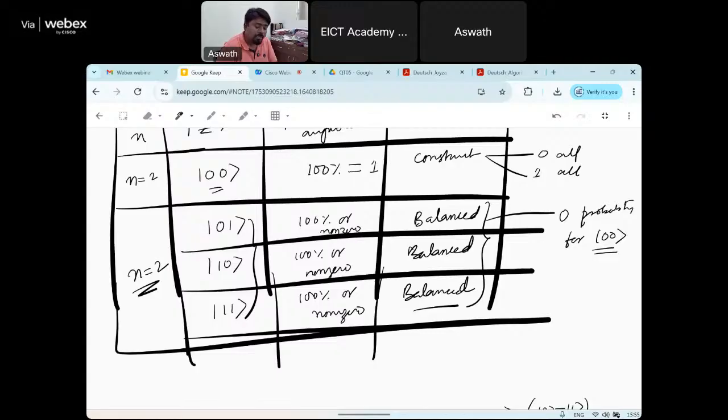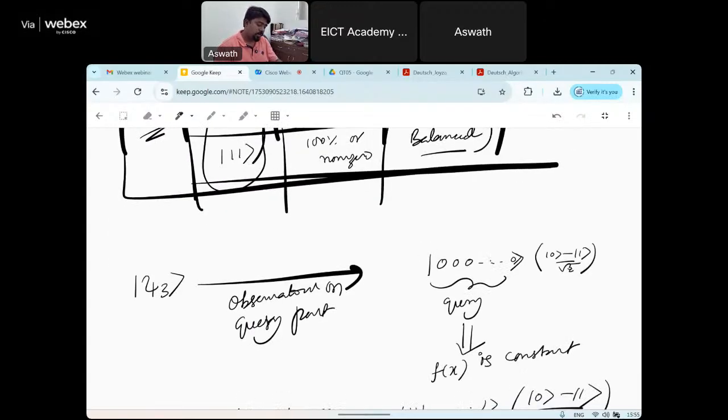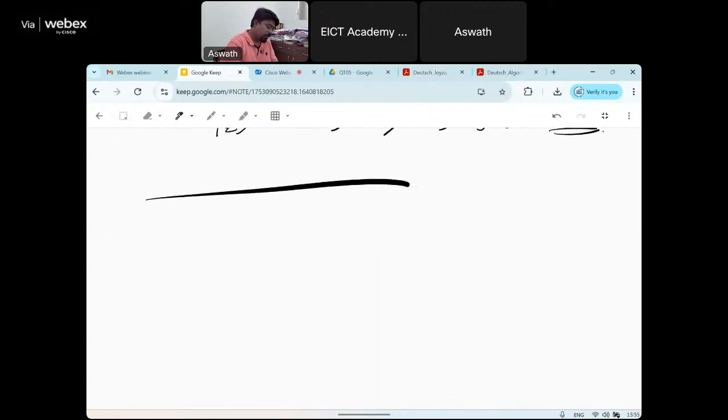No, for a balanced case, we may get a combination of these three or one of them. Okay, so let me write down explicitly for the balanced case. The psi3 would look like this. I'll show you what I mean.